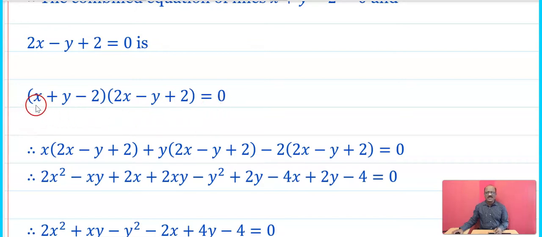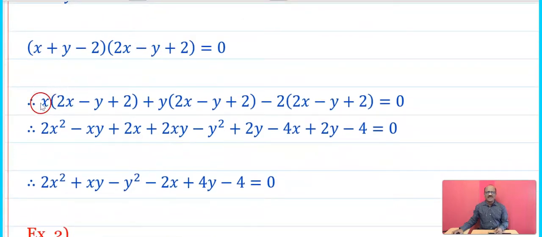Normal product is there. That is, x will multiply the whole bracket, y will multiply the bracket, and minus 2. After multiplication you will get x into 2x, that is 2x square; x into minus y, minus xy; x into 2, plus 2x; y into 2x, that is plus 2xy; y into minus y, that is minus y square; y into 2, that is 2y; minus 2 into 2x, minus 4x; minus 2 into minus y, that is plus 2y; minus 2 into plus 2, that is minus 4, and that equals 0.